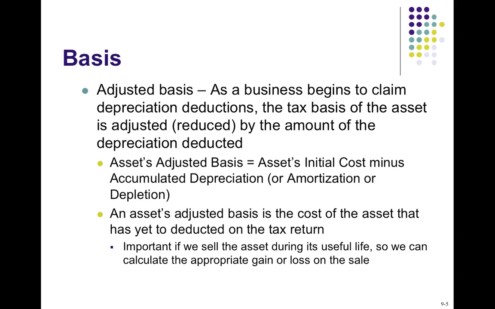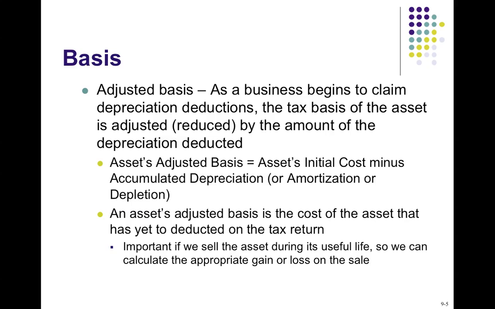Okay, so it's important to do this right, and it's important to always know what the asset's correct adjusted basis is, because if we happen to sell that asset, then the adjusted basis is important when we determine the gain or loss that we incur when we sell the asset. Okay, when we sell something, the gain or loss is amount realized minus our adjusted basis, right? So it's important to get the adjusted basis correct.